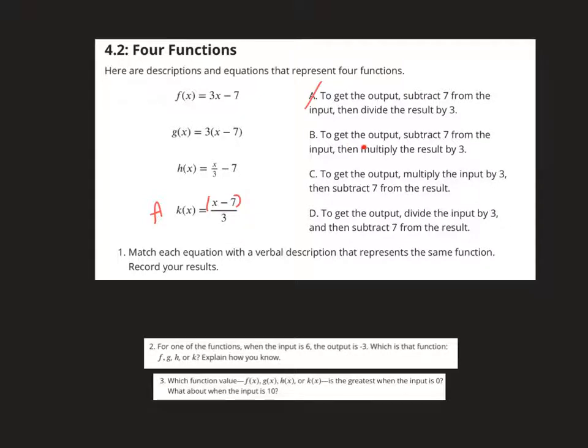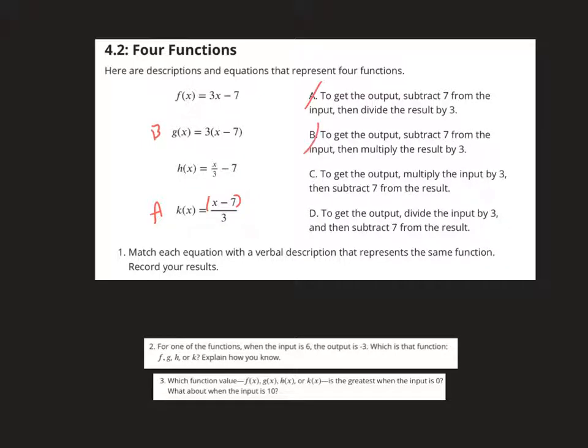Next, b. To get the output, we're going to subtract 7 from the input and then multiply by 3. Again, if you're going to subtract prior to multiplying, then it needs to be housed in parentheses. So b must go with g.